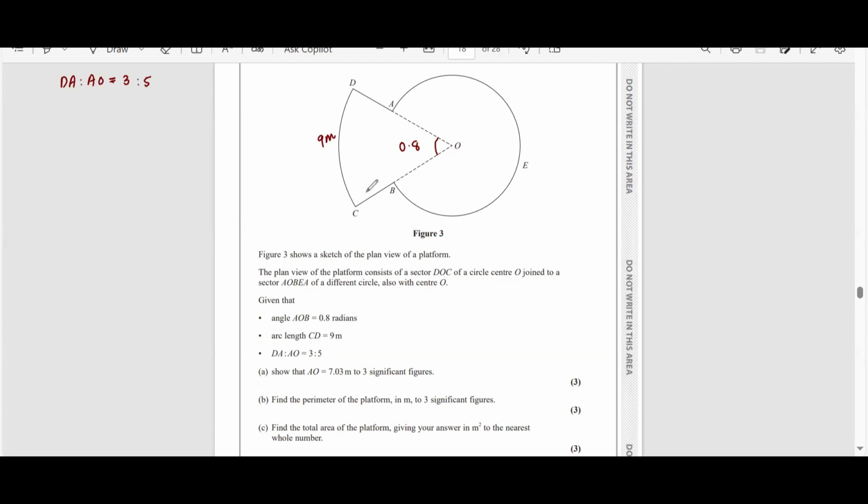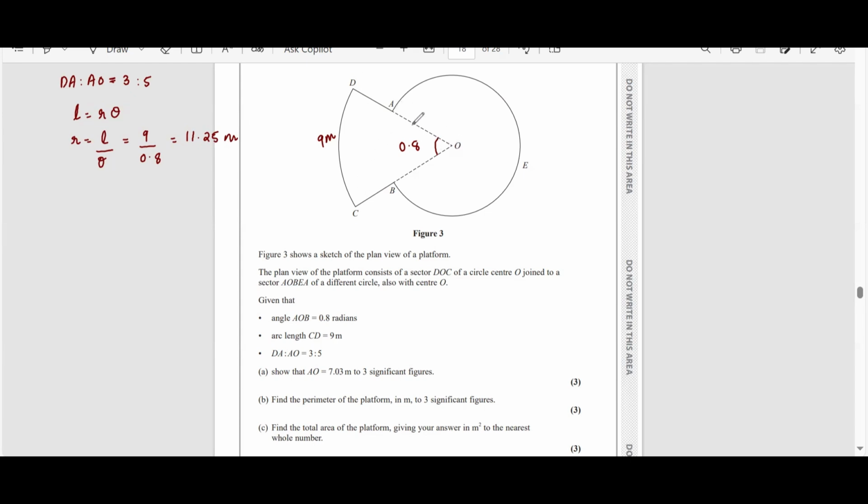First of all, I'm going to find out the radius of this sector. To find the radius of this sector, the arc length is given and the angle is also given. We know the formula L is equal to R theta. Therefore, R will be L over theta. The arc length is given as 9 and the angle is given as 0.8. So when you divide 9 by 0.8, you will get 11.25 meters. 11.25 meters will be the radius of this sector DOC.